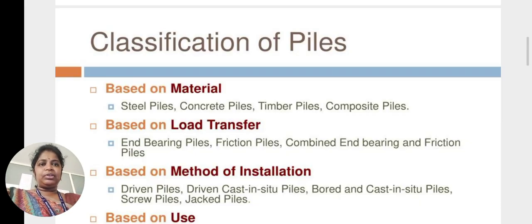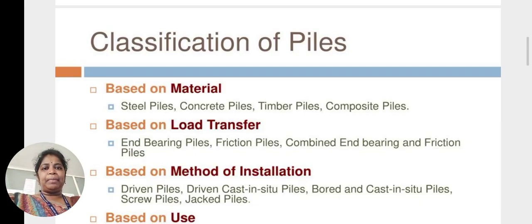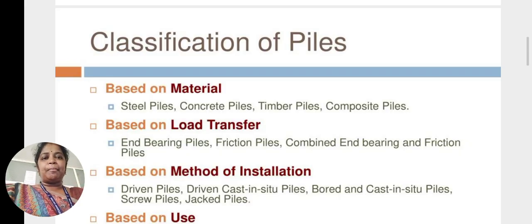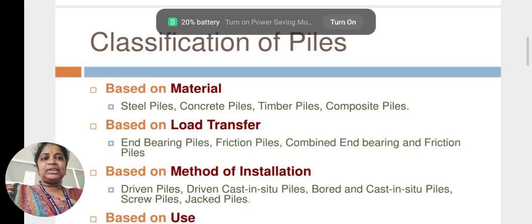Based on load transfer, piles are classified into end bearing piles, friction piles, and combined end bearing and friction piles. So the piles completely transfer the load from top to bottom, and from the end they will release the loads. That is about end bearing piles. And coming to friction piles, while the load is transferring from top to bottom of the pile, in the middle itself, through the skin or through its sides, load gets distributed. That is the concept involved in friction piles. So end bearing piles completely transfer the load and release it at their bottom ends, and friction piles release the load from their sides.